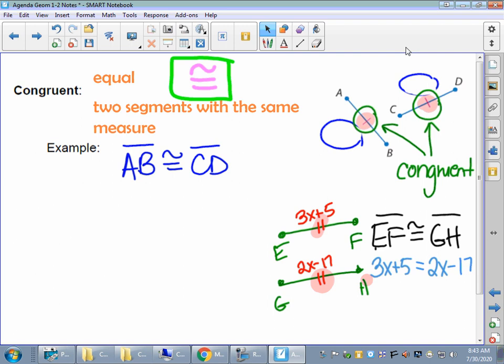So be on the lookout for those. It's a sneaky way to throw in a math problem without actually saying a math problem. I could just say find x, or maybe I just say find the length of segment EF. So if I say find the length of segment EF, you have to figure out what x is and then plug it in to figure out the length of EF. So watch for those sneaky questions. We throw them in a lot.